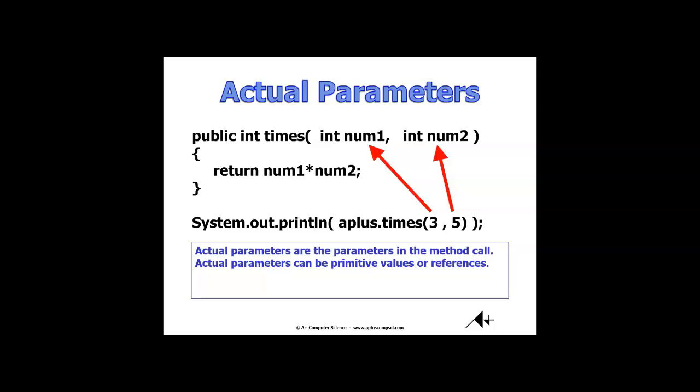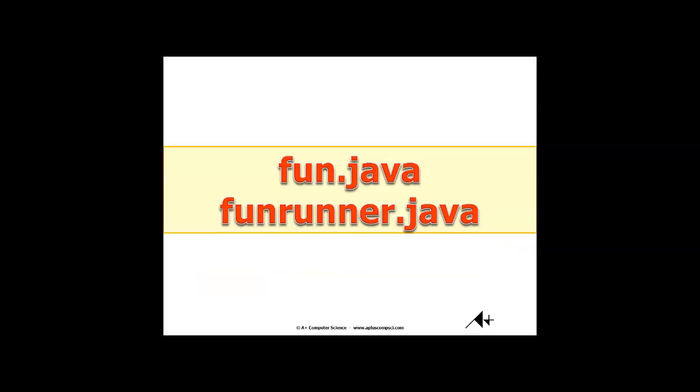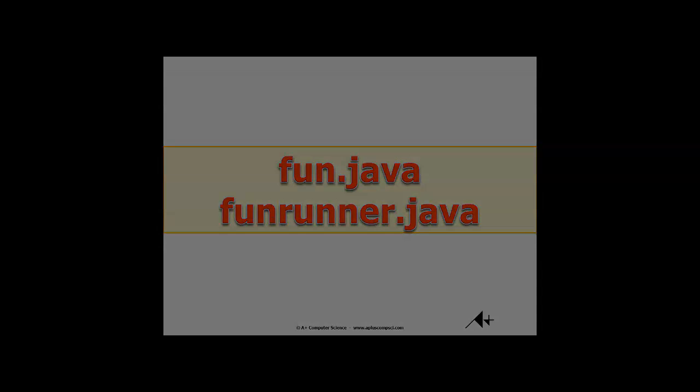So actual means the actual thing that you're sending in, or however you like to look at it. But you can have it as a primitive, literal value, or you can pass in a variable or whatever it is that you want to do. So let's take a look at these return methods so we can make sure we understand the difference between a void or a non-return method and an actual return method.